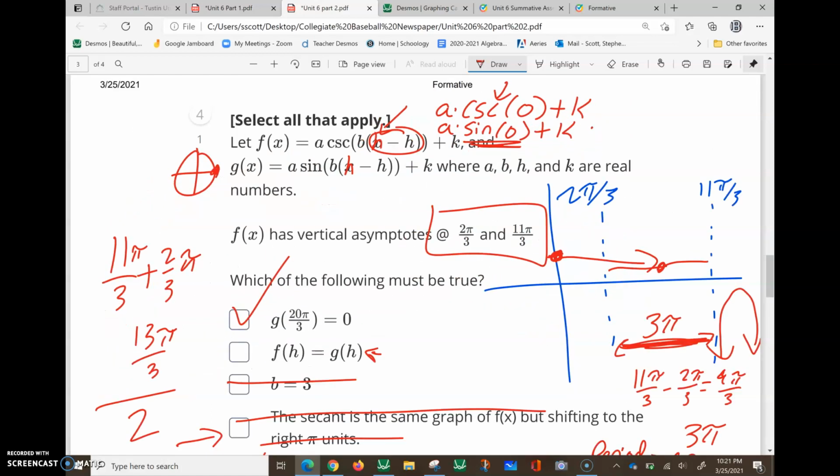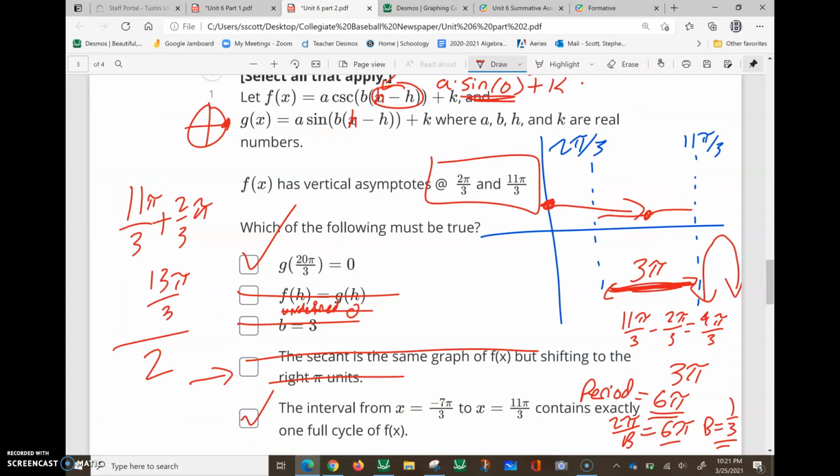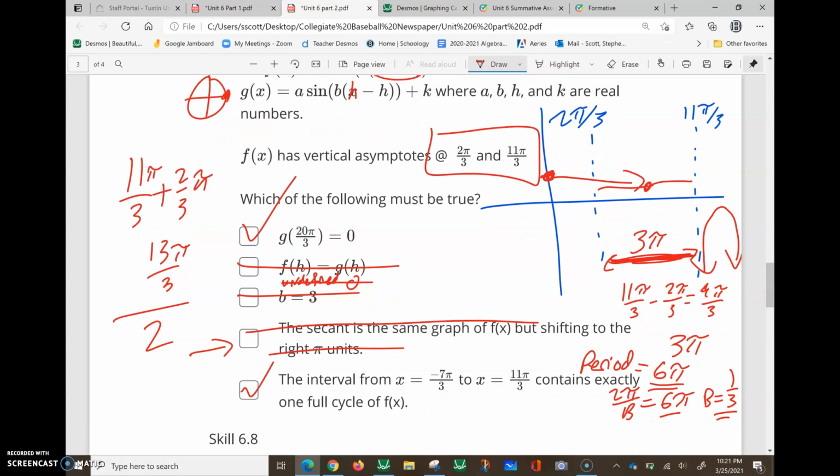So to say that f of h equals g of h would be untrue, because g of h is 0, and f of h would be undefined. So therefore, that is not true. That one's out. Okay? So again, I'm figuring this all out without having to use a graph or know what the exact equations are. So now let's move on to the two that are correct.